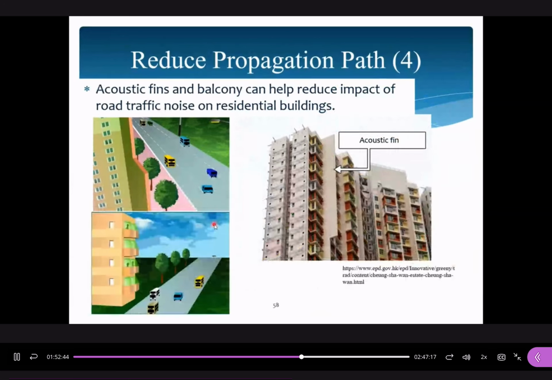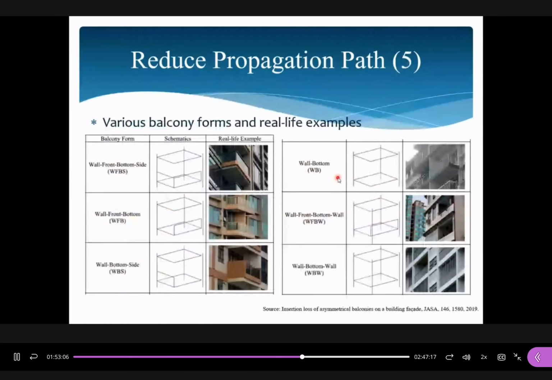Okay, to reduce the noise effect, sometimes for public housing estates, we install what we call the acoustic fin. This is not beautiful in terms of aesthetic design, but it is effective. Also, different types of balconies have different performance in terms of acoustic effects. So I just list out some of the common approaches we could use.